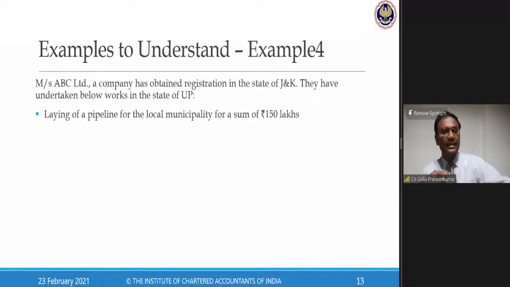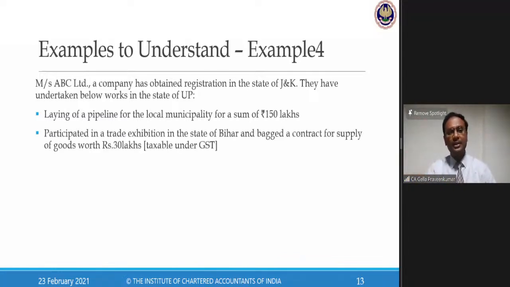Answer is yes. A person, ABC Limited, who doesn't have a fixed place of business in the state of Uttar Pradesh, is undertaking the activity of what? Supply of this service. Where? Uttar Pradesh. Was it done on a regular basis? No, it is on an occasional basis. I got a contract over there, I went, did the work, came back. So it's called temporary. CTP is triggered over there.